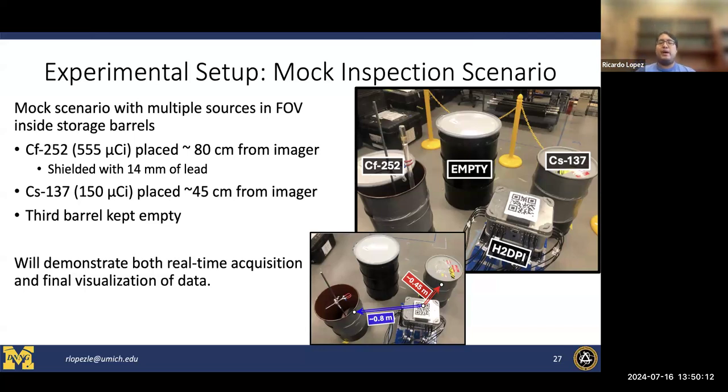And so for this mock setup, I brought out 3 storage containers. I brought out 1 neutron source in the form of californium-252, 1 pure gamma source in the form of cesium-137, and then I intentionally left the 3rd barrel, which in this case is the middle barrel, completely empty. What I'm going to be showing you in the next couple of slides will be real-time acquisition of this particular setup, and then a final visualization of the sources distributed among the barrels.